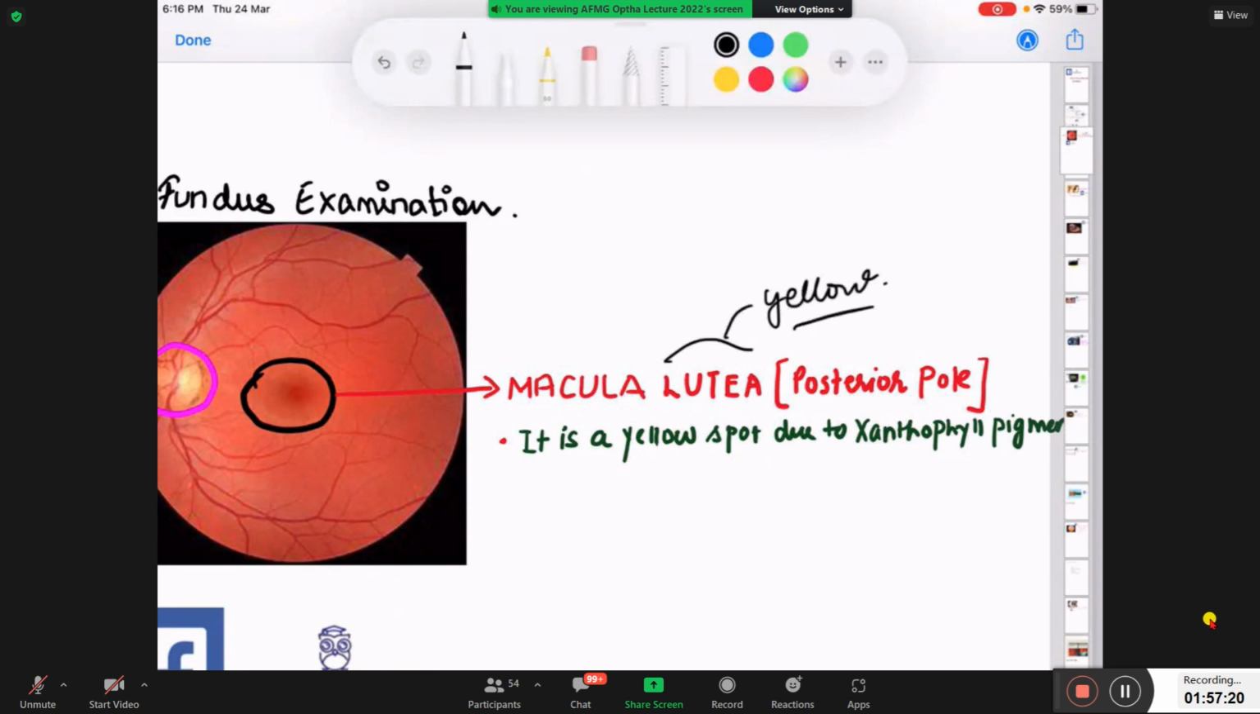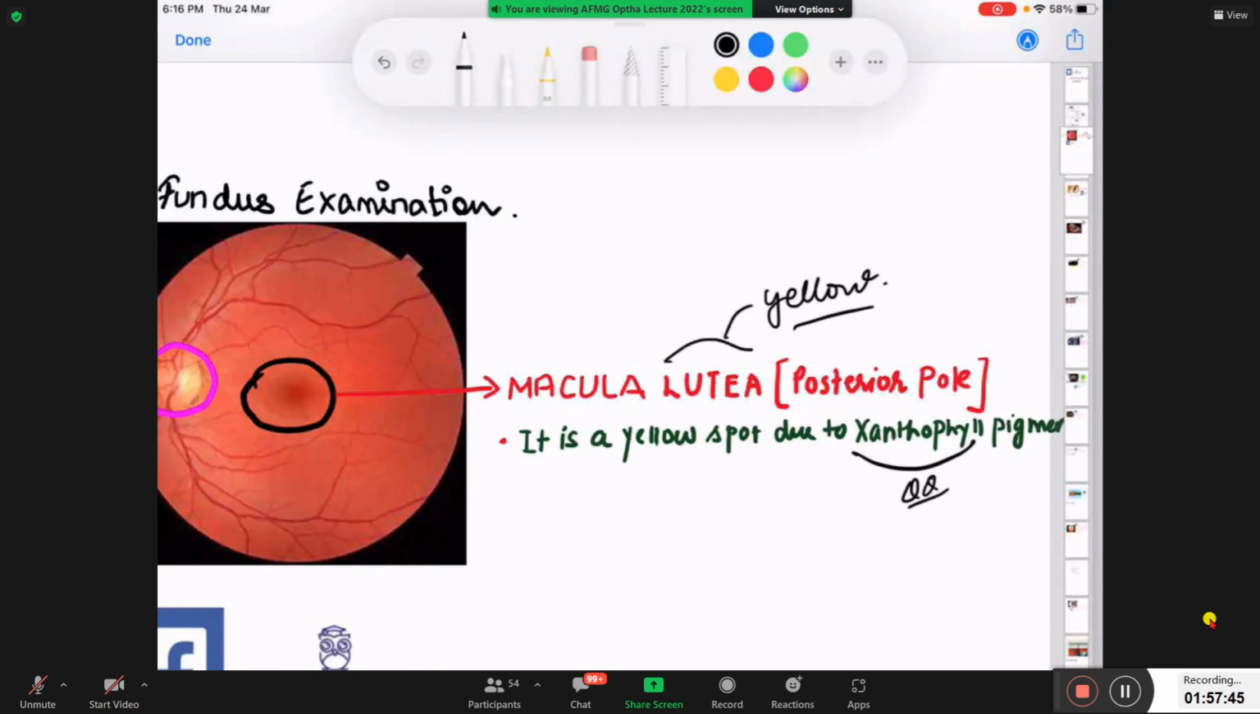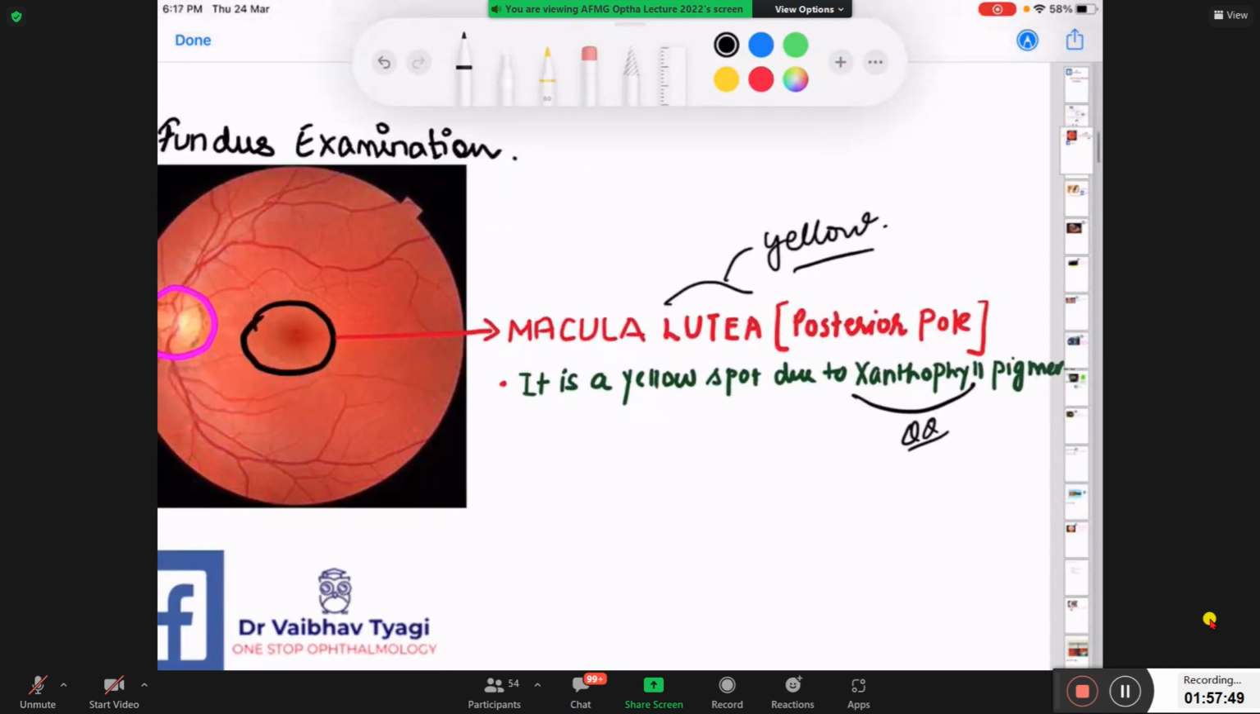Now in the exam, they ask you why it is yellow in color: because of the xanthophyll pigment. Important: lutea is yellow in color because of which pigment? Xanthophyll pigment. This pigment name you have to remember in macula lutea. Clear?